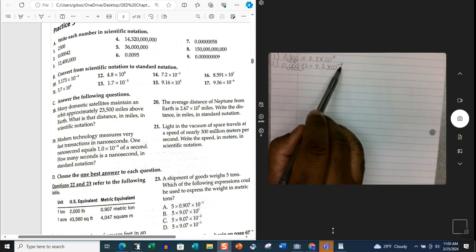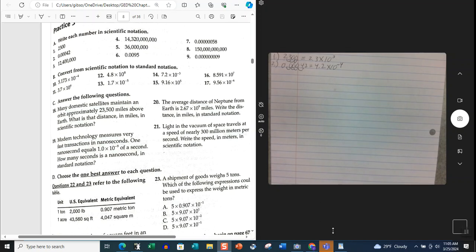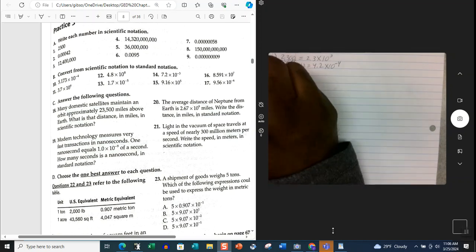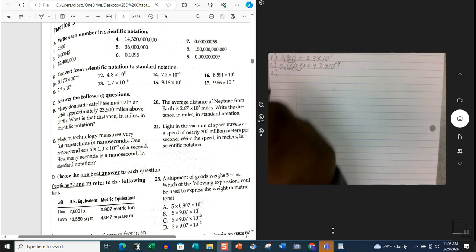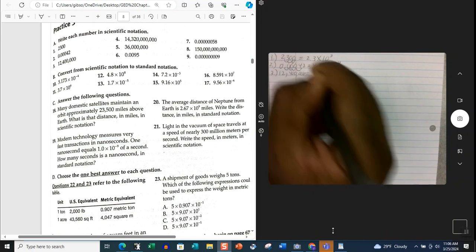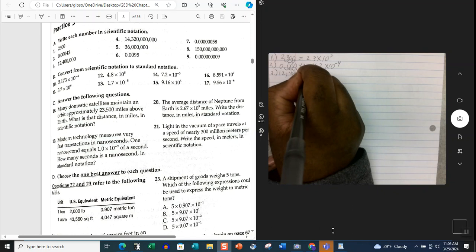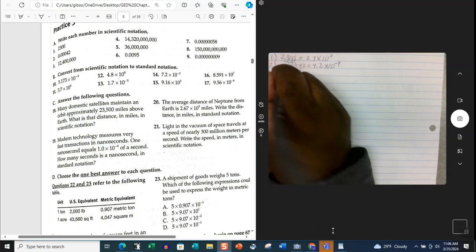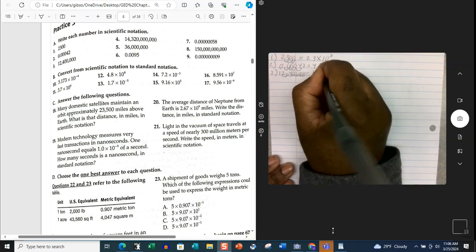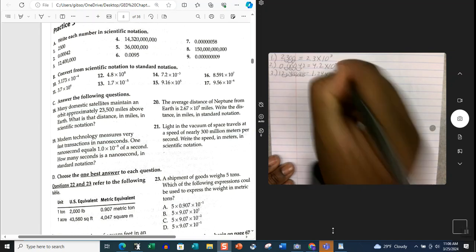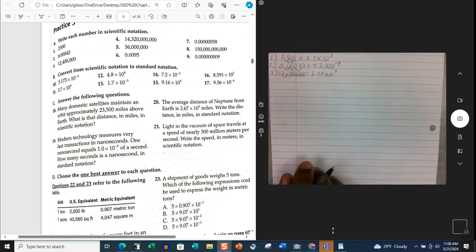You move 4 is 4, but depending on which direction you're going will determine what the sign of the exponent is. So now we go to number 3. We had 12,400,000. So we put that decimal at the end. We moved it 1, 2, 3, 4, 5, 6, 7 places. So it'd be 1.24 times 10. And since we start off with a whole number, it'll be positive 7. Or you move to the left. That makes your exponent positive.